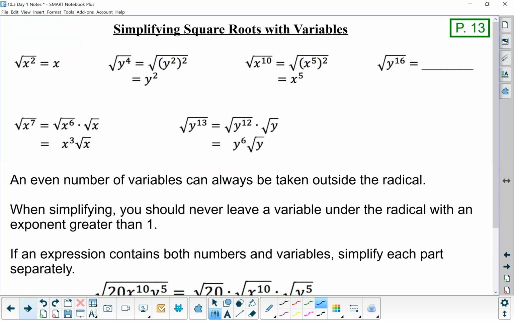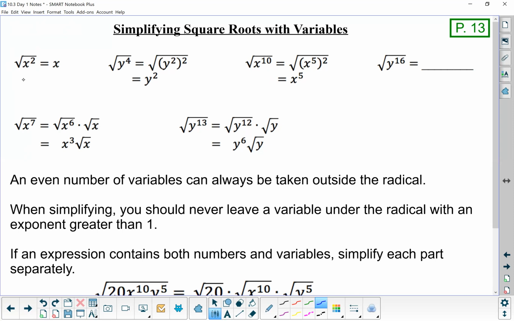Sometimes we're going to have variables underneath our radicals, and there's a very easy way to simplify them. If we have x squared underneath a square root, that's the same as x. Y to the 4th underneath the radical is the same as the square root of y squared squared, which would be y squared. The square root of x to the 10th is equal to x to the 5th squared. When we take the square root, we get x to the 5th.